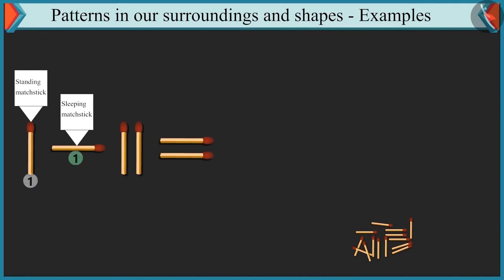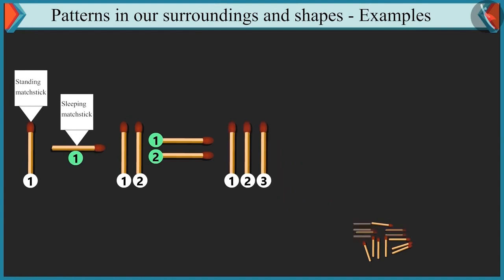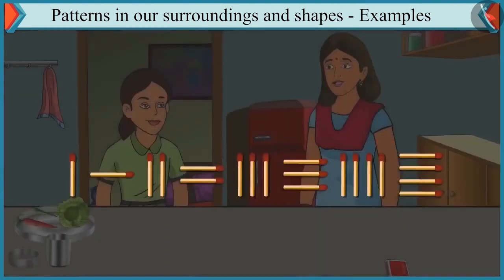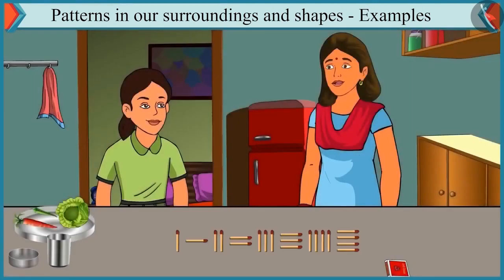Oh yes! First one matchstick and then two matchsticks. Yes. So how many matchsticks do you have to put next in this pattern? Three matchsticks after two matchsticks. It means we will put three standing matchsticks and three sleeping matchsticks. Oh wow! Well done! Now, how will you move ahead with this pattern? We will move ahead by placing four matchsticks, which means four standing matchsticks and four sleeping matchsticks. Well done, Chutki. You completed this pattern in a perfect manner.